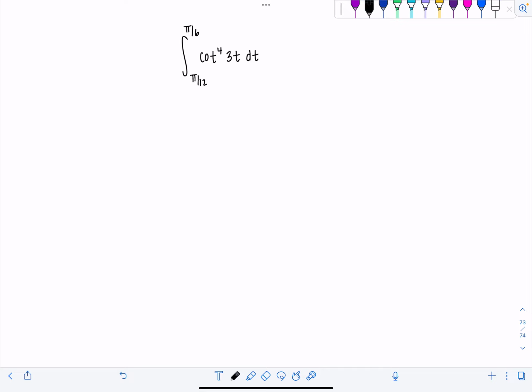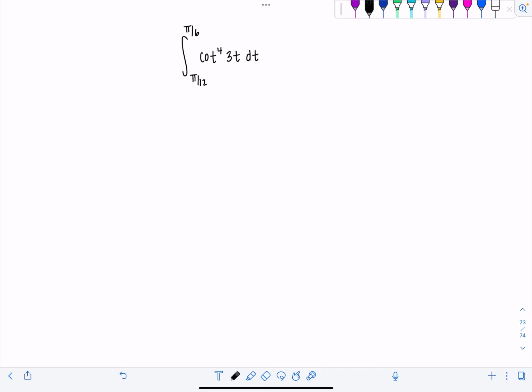Here's your integral of the day. We have a definite integral from pi over 12 to pi over 6 of cotangent to the fourth of 3t dt. I took the spice level up with the trig because I think we're ready for it. We've been training for this day.